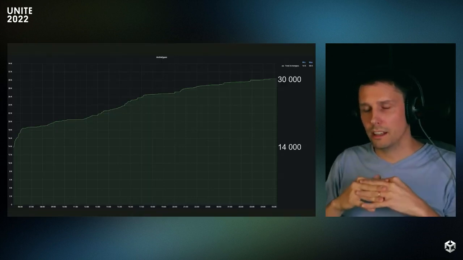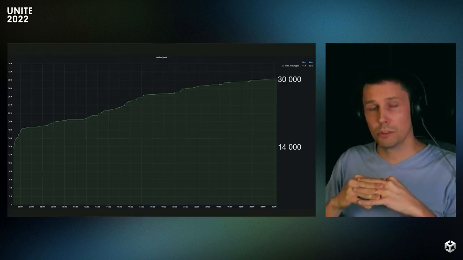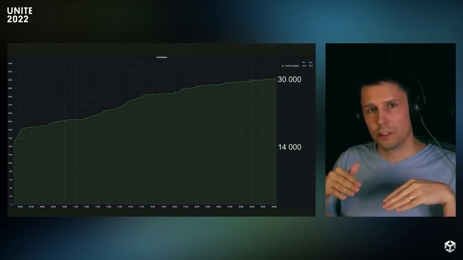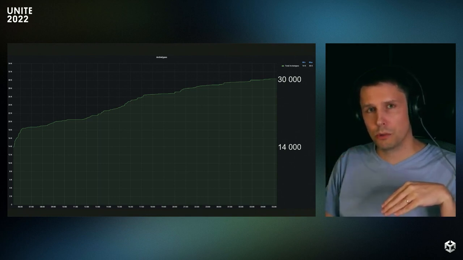So again, looking at the data, this is data I pulled from a server just a few days ago. And here we can see in the beginning when starting up the server, we had 14,000 archetypes. And after 24 hours, we were up to 30,000.